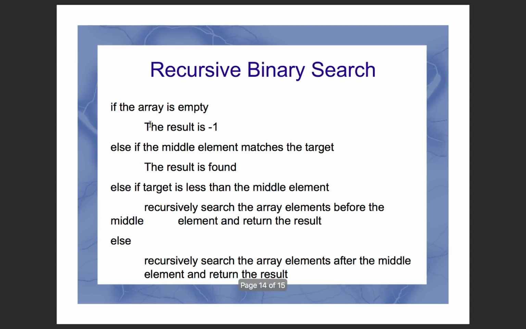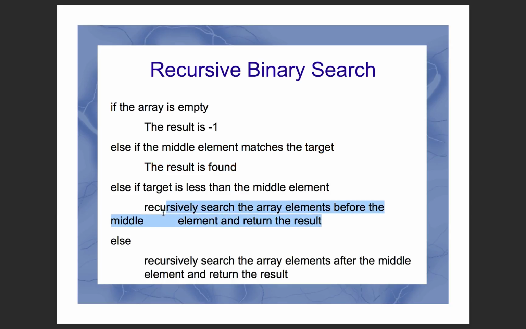For the binary search algorithm, you have to write some base cases. If the array is empty, the result is -1. This is the negative base case, similar to linear search. If the middle element matches the target, then the result is found. This is your positive base case. And if the target is less than your middle element, then recursively call this searching algorithm with the left portion of the array, before the middle element, and return the result.